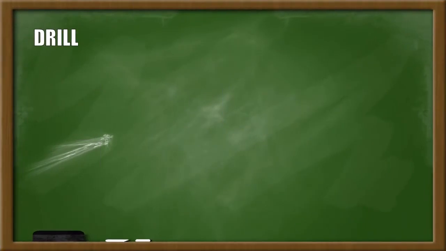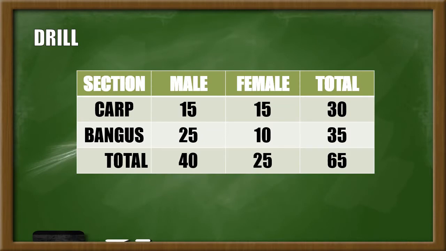Okay, let's have a drill. I have here a data, and please copy this data in your notebook or paper so that you can answer your questions later. So in column 1, we have section. In column 2, male. In column 3, female. In column 4, total. So in row 2, we have section carp. In row 3, we have section bangus. In row 4, total.